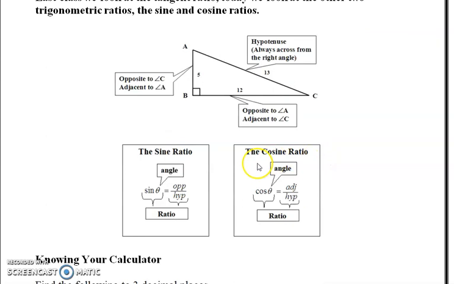So the sine ratio is sine theta, just like we had tan theta earlier, but sine theta is equal to opposite divided by the hypotenuse. That's the ratio. And cosine is the adjacent divided by the hypotenuse. Okay, so those are your formulas. You don't have to memorize those; they will be given to you on the test. But they are the two new ratios that we're going to use.